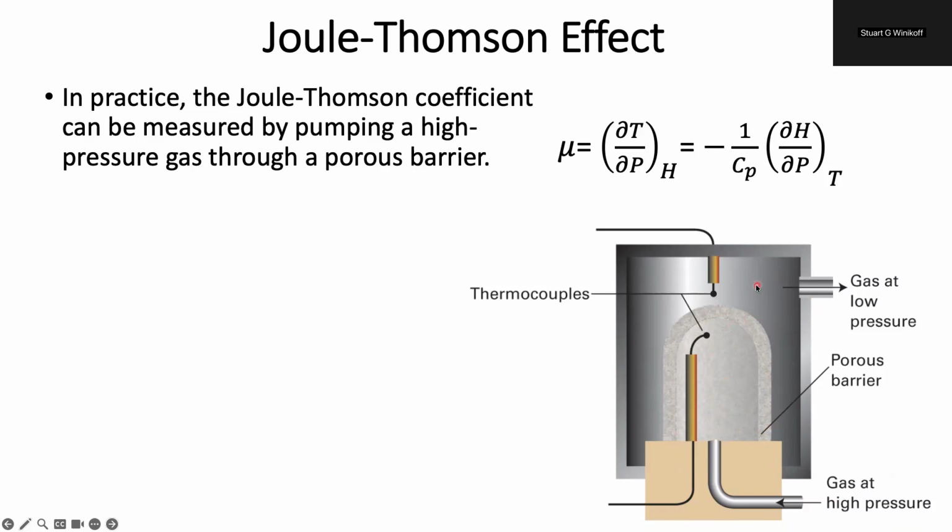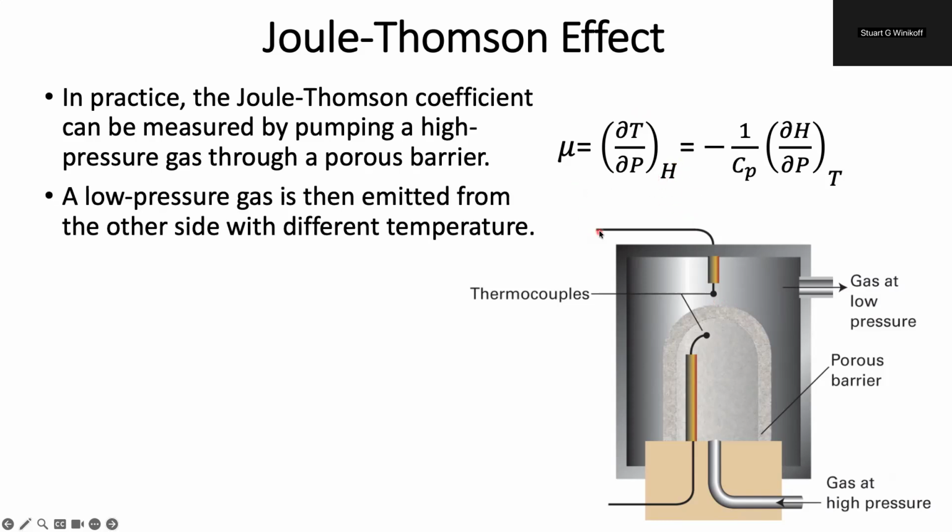Then we can measure the pressures at each end. And then you can go ahead and put a thermocouple, which can just measure the temperature difference on the inside of the barrier versus the outside. So this will let us measure the change in temperature and the change in pressure, and we prove that the system will be isenthalpic. So that will give us the Joule-Thomson coefficient.